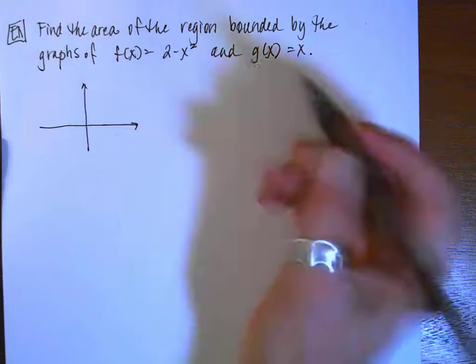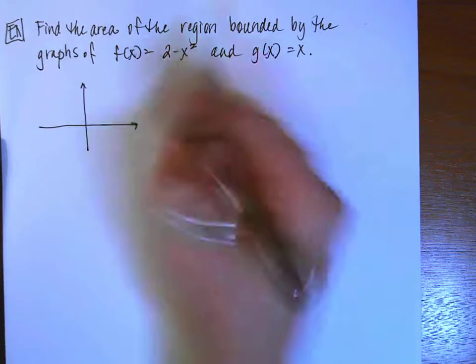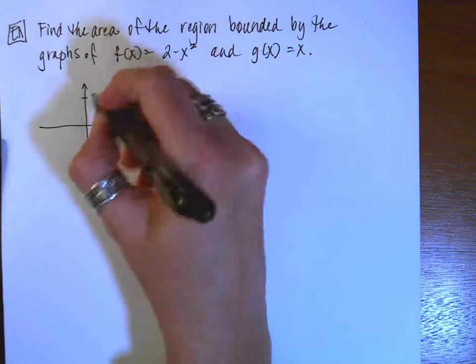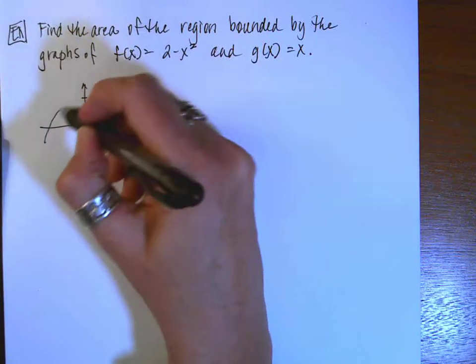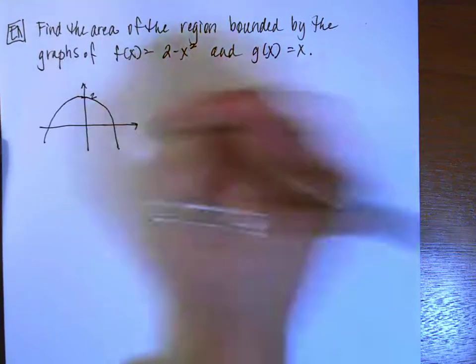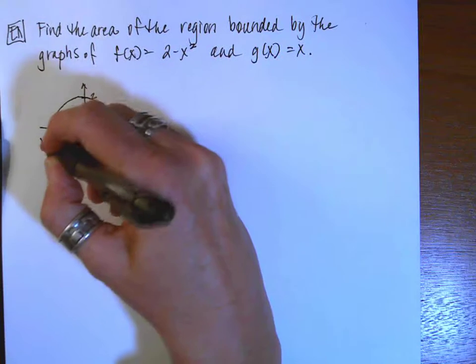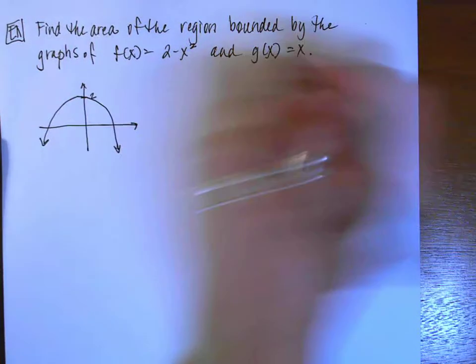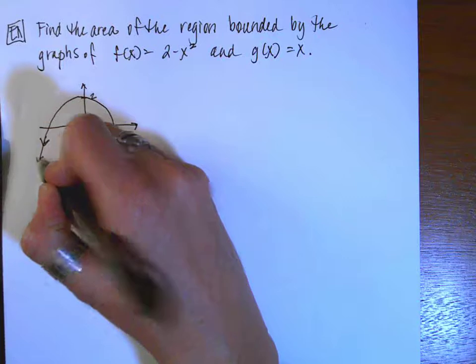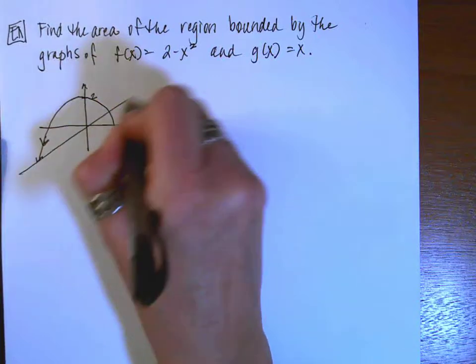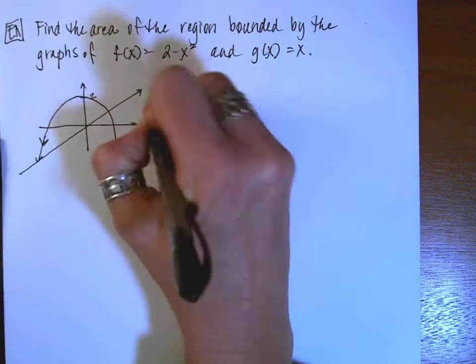Okay. So here's my handy dandy little graph. This is an upside down parabola with a y-intercept of 2. And so he looks like this. There's that little parabola. And then if I have my line, y equals x, I think I'm going to need to make him a little bit longer. Then I have this guy doing something like that.